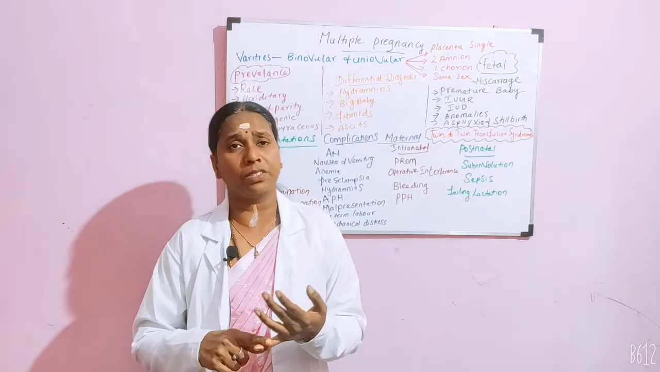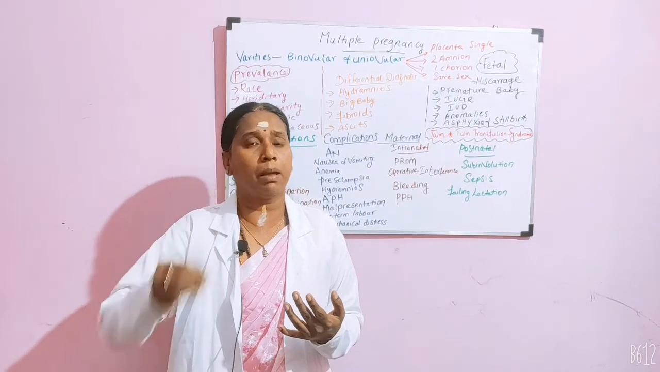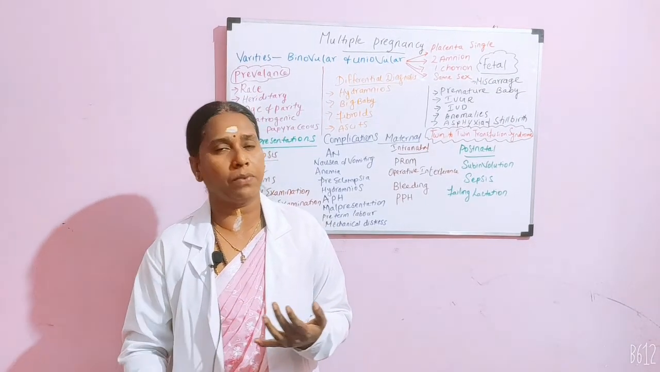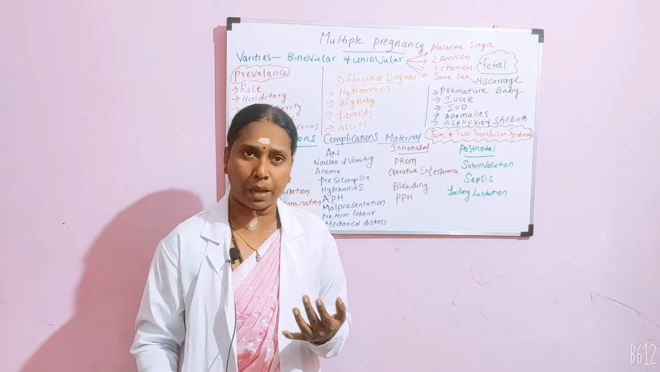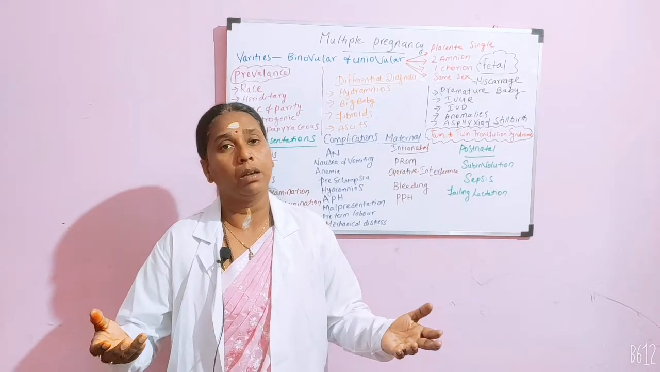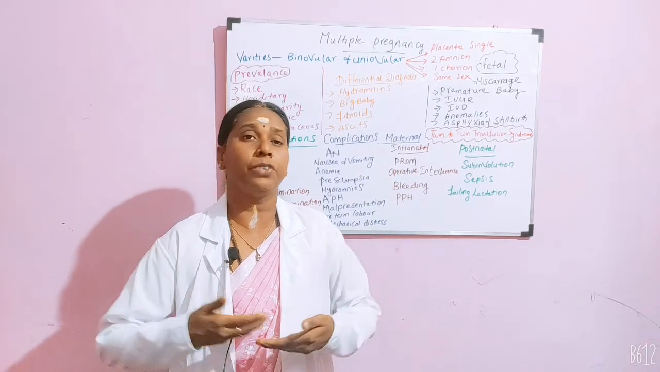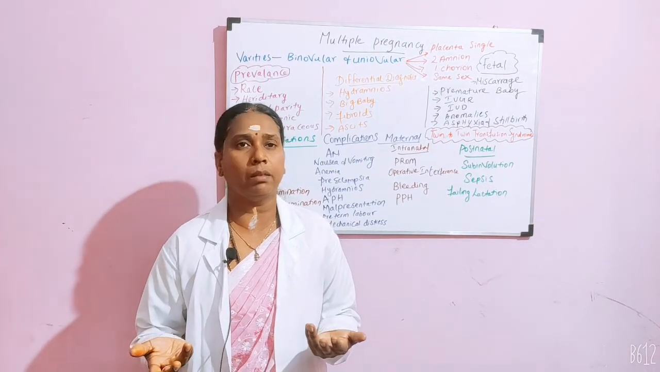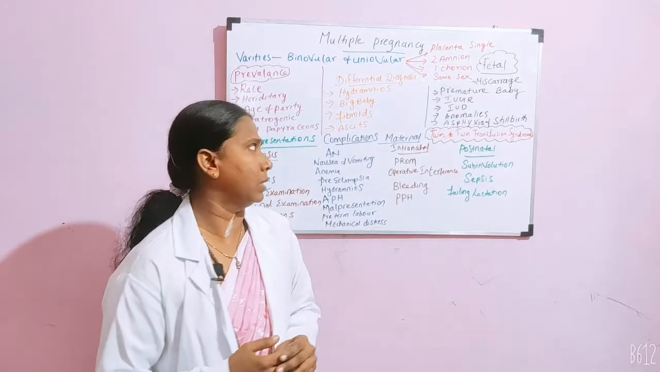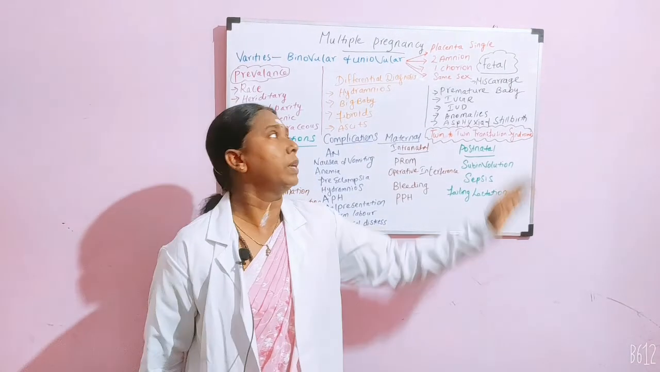Then comes infection, because maybe there are bits of membranes or parts which are left inside the uterus that can cause infection for the mother. So sepsis can happen. And then we have failing lactation, or maybe the lactation is not sufficient for both the babies. Okay, so anything can happen. So lactational problems also may be present. Okay, so then we come to the fetal complications.